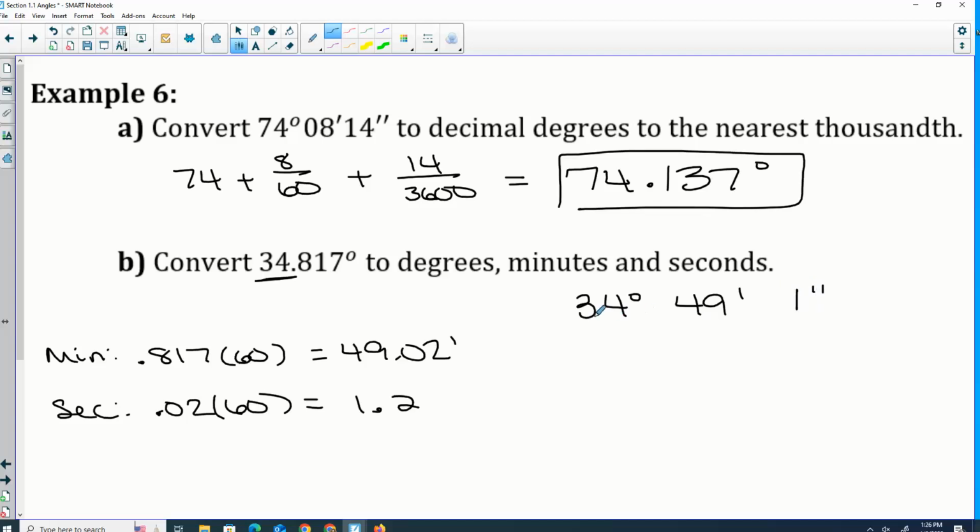Now, I don't care if you say 1 second or in your textbook it'll always say 01. I don't care if you have that 0 in front of it or not. It does not matter. Any questions about going back and forth between those two?